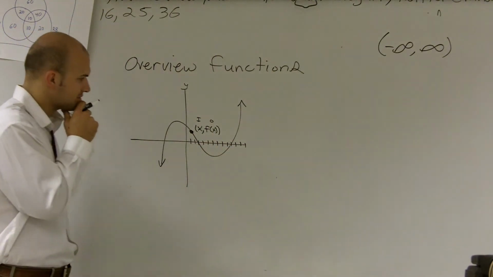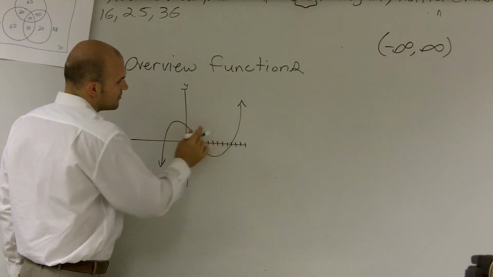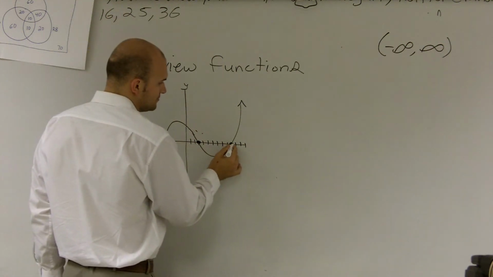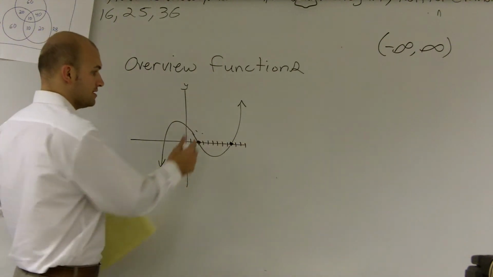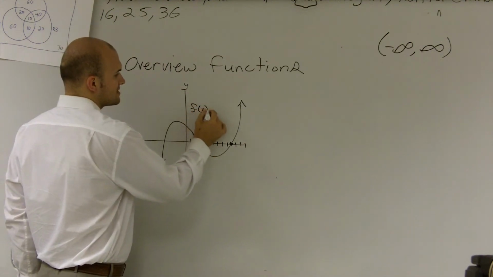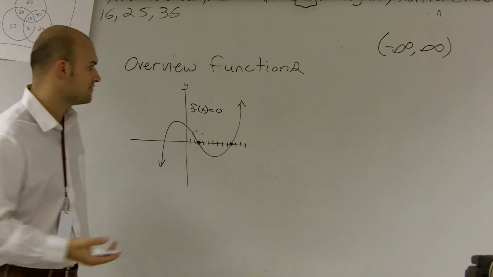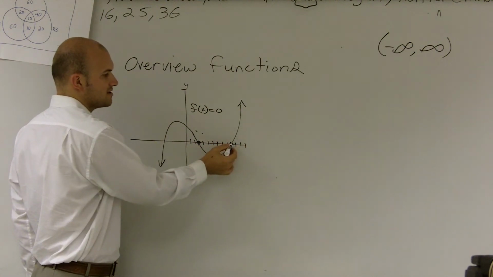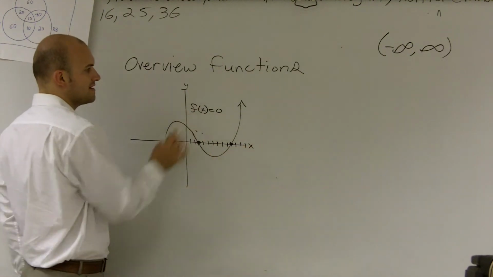A couple other things we want to mention when we're looking at a graph of a function is what we like to call our zeros. The zeros of our function are where f of x, our output, is equal to 0. So when we have f of x equal to 0, that's what we call the zeros of our function. You can look at these two points: the distance of our function from our x-axis is 0. So f of x equals 0.